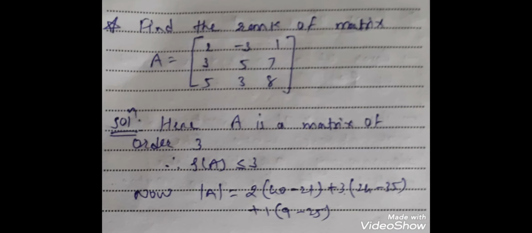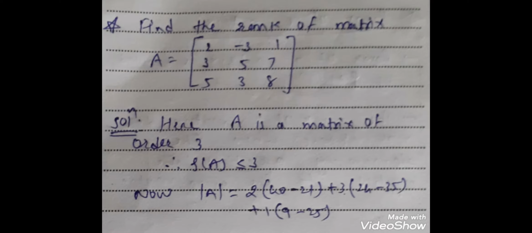Let us discuss an example to find the rank of a matrix A. Here matrix A contains the elements 2, minus 3 and 1 in the first row, 3, 5 and 7 in the second row, and 5, 3 and 8 in the third row. Matrix A is a square matrix of order 3, so the rank of this matrix is equal to 3, otherwise less than 3. We denote it by rho of A is less than or equal to 3.